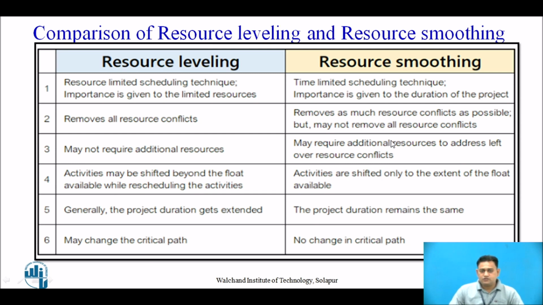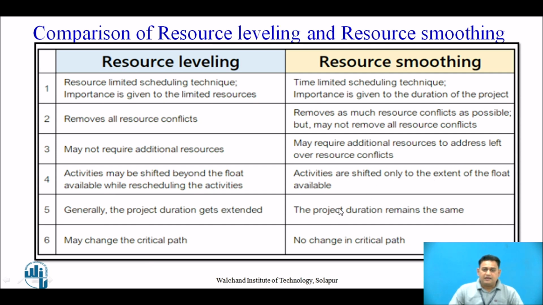In resource smoothing, if it has been declared that the project has to be completed in 1 year, it is to be completed in 1 year. Even though there is delay for any reason, that has to be overcome by additional resources. So in resource smoothing, we are going to assign extra resources, because we are interested in completing the project within the earlier defined time duration of that particular project.